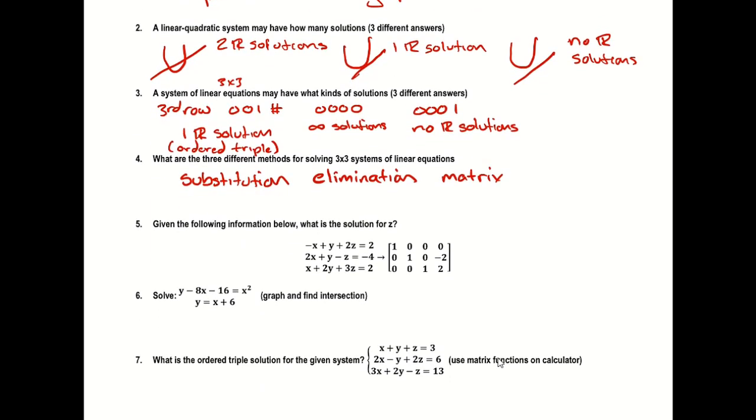All right, given the following information below, what is the solution for z? Use a couple different color highlighters here. Let's start with pink. So we see we have our x's in our first column. In our first column, we see we have this 1. And so that tells us x is 0. Then we have our y column. We see that 1 in the middle. That tells us this middle value, -2, is our y value.